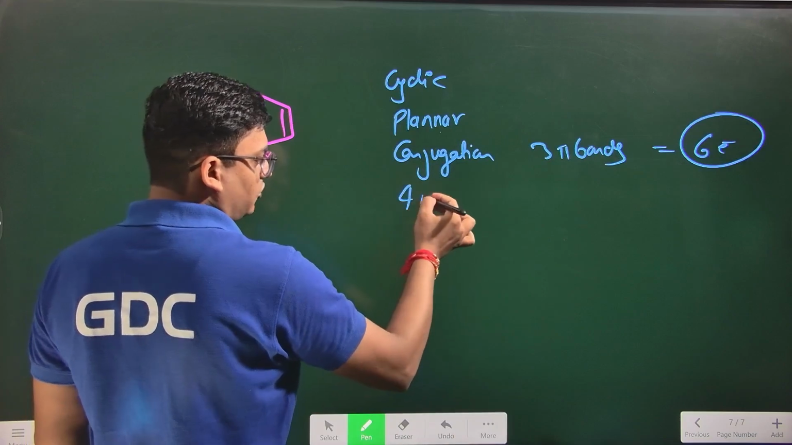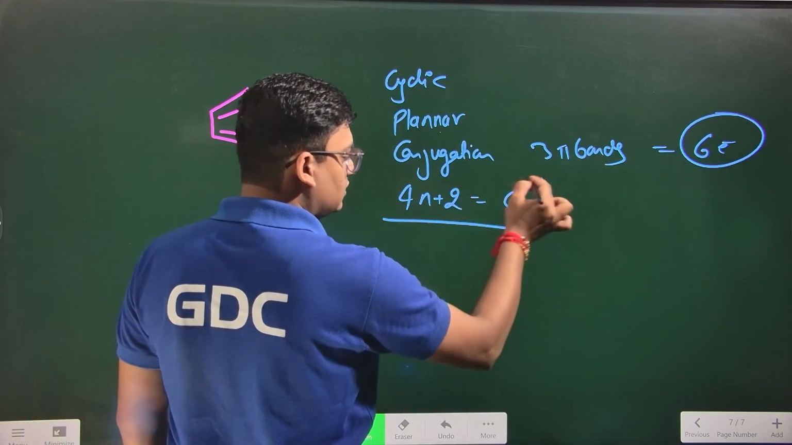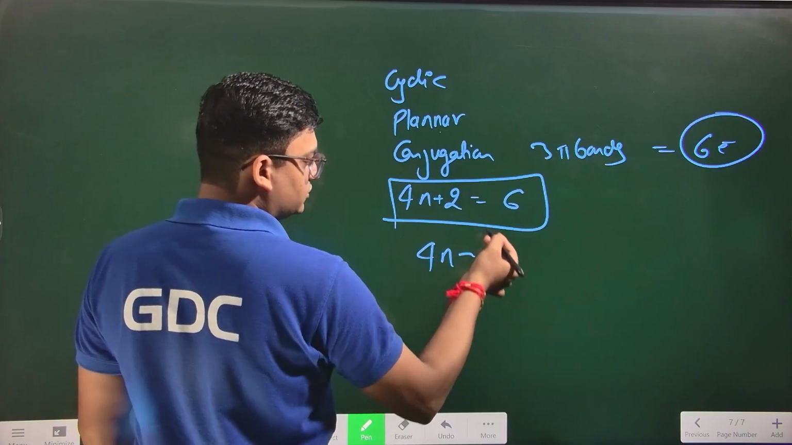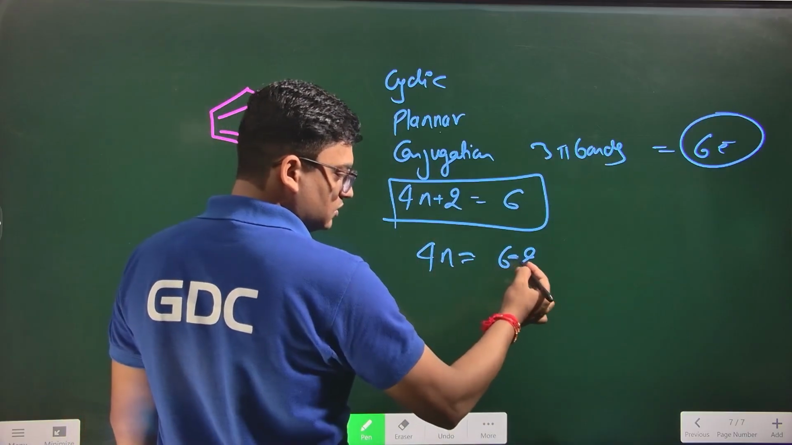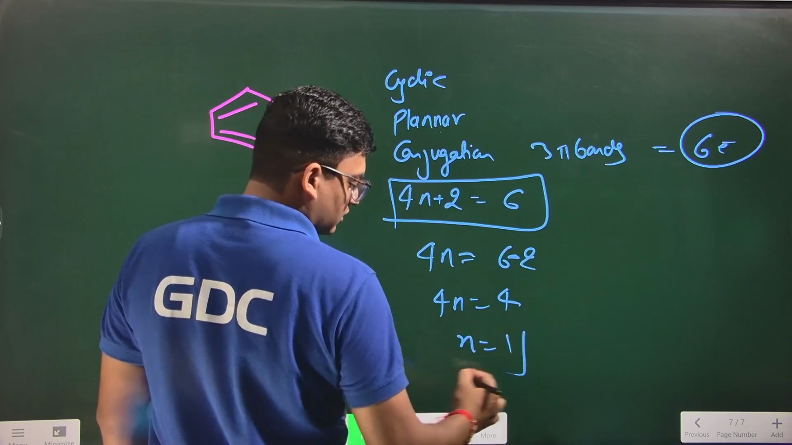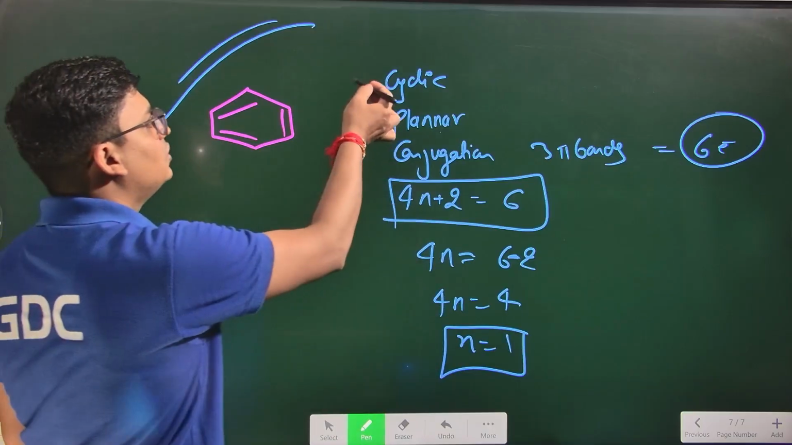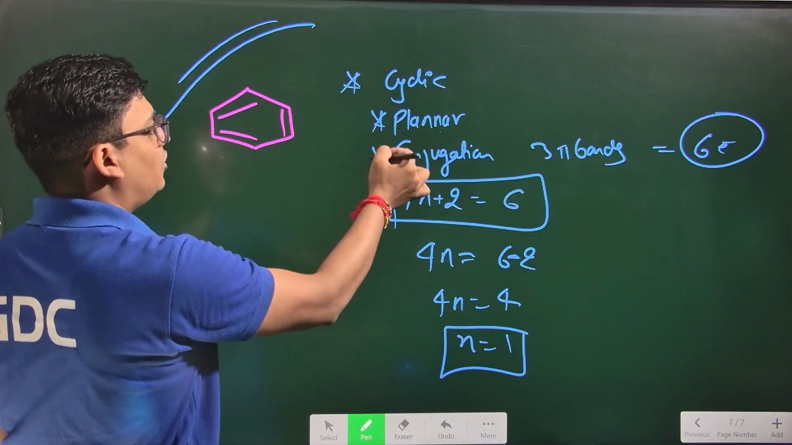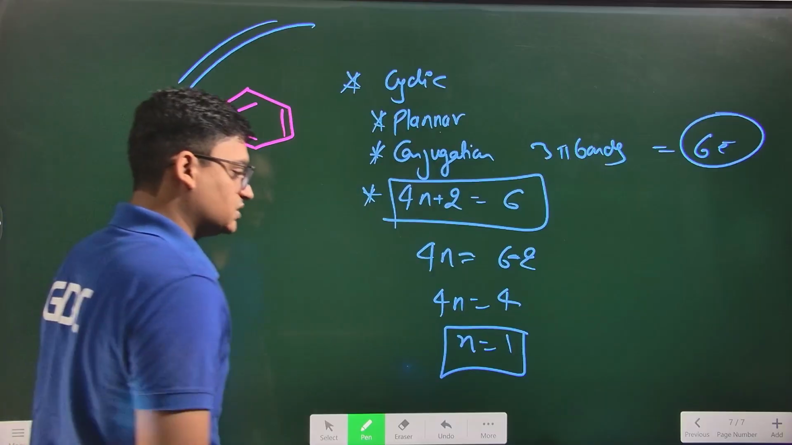Now if it follows 4n plus 2 equals the total electrons in conjugation, that is 6, then 4n is equal to 6 minus 2, so 4n is equal to 4, and n is equal to 1. Yes, benzene has aromatic character since it follows all the rules. It's an aromatic ring structure.